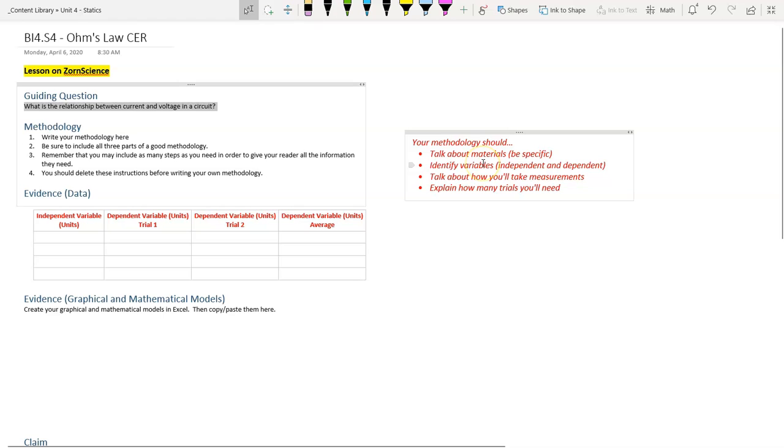You need to identify your variables, your independent and dependent variables. Remember, your independent variable is what you're changing in the experiment, and the dependent variable is what you're measuring. Be sure to include units on your variables.